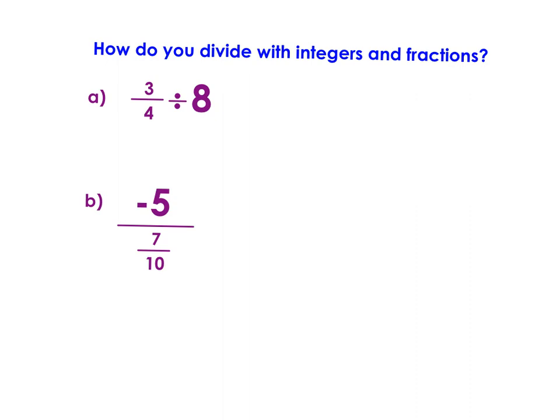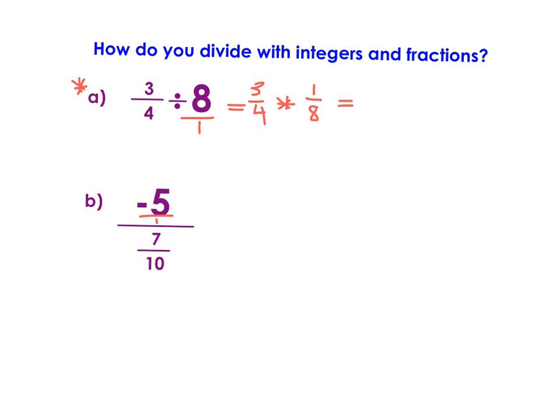So now we're going to look at how we divide when we have integers and fractions mixed together. So just like we did with multiplication, we're going to turn all of these integers into fractions. So I can make this 8/1 and -5/1. So then from here, once I have two fractions being divided together, then I can just use keep, switch, flip to help me divide. So here in part A, I keep 3/4, I switch the sign to be multiplication, and I flip the 8/1 to be its reciprocal, which is 1/8.